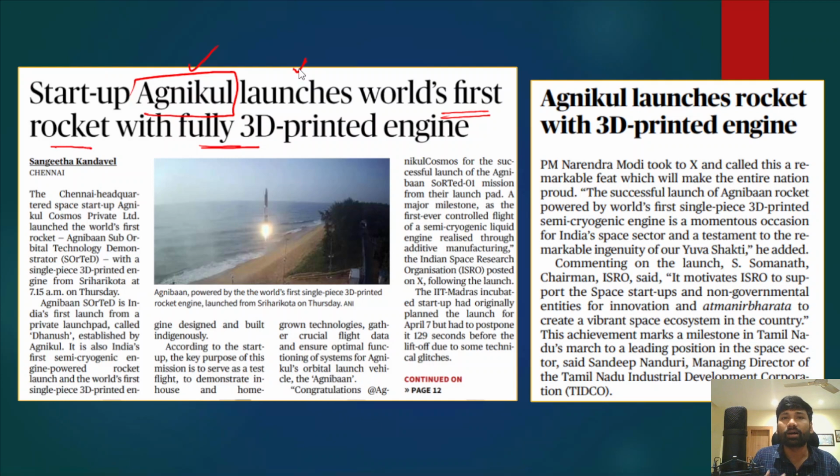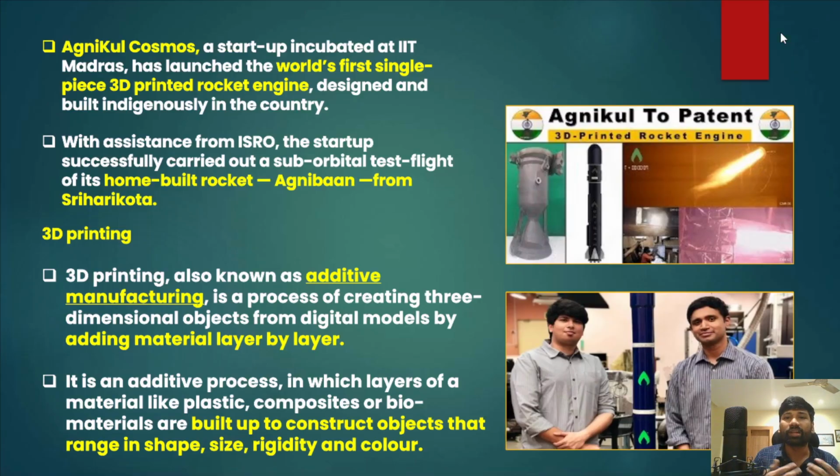So you may get questions on this Agnikul Cosmos and this world's first rocket with fully 3D printed engine. We will understand what are the benefits and advantages and what is this Agnikul Cosmos. See, remember, this Agnikul Cosmos is a startup which is being incubated, or which is being encouraged, or has been grown under the aegis of IIT Madras.